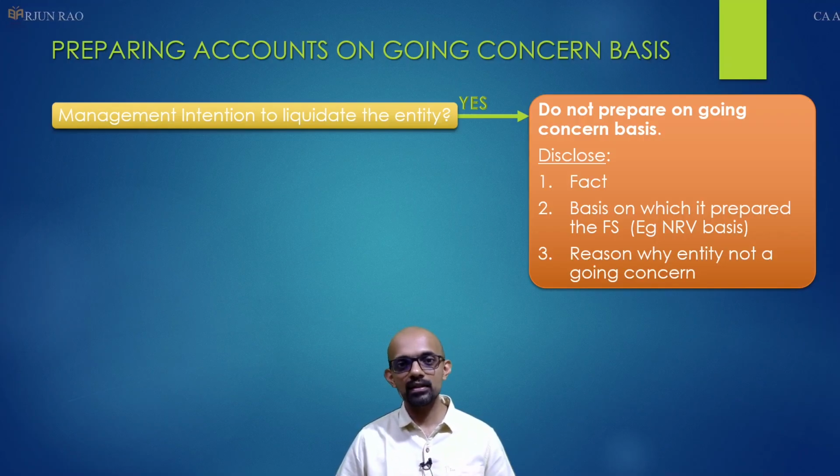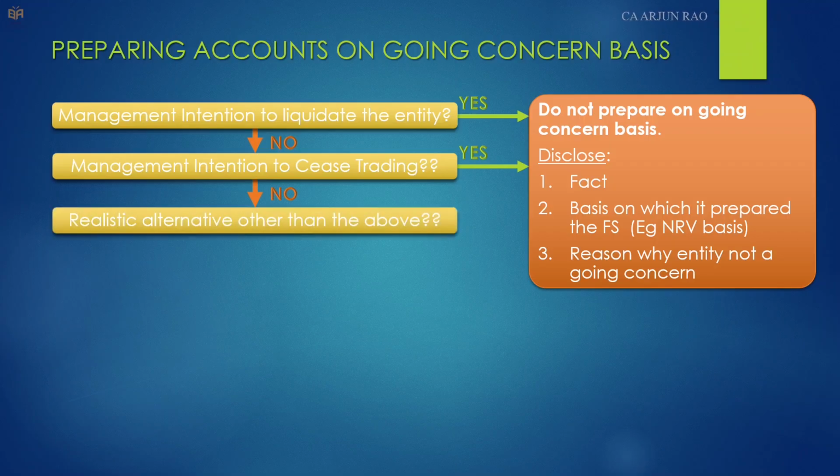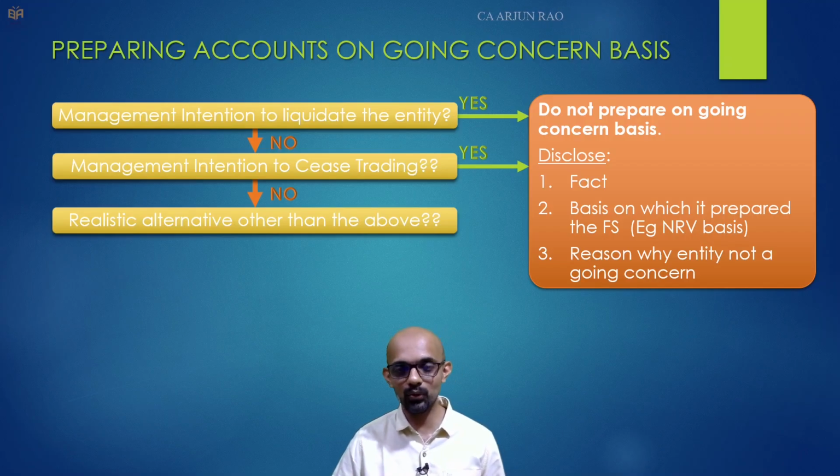If there is no intention to liquidate the entity, then we check whether there is an intention to cease trading. If there is an intention to cease trading, then the same points apply: we do not prepare on a going concern basis and we disclose. If there is no intention to liquidate and no intention to cease trading, then we check whether there is any realistic alternative. So, we may not have an intention, but we may be forced to do it, right? We may not want to stop our trading, but we may be forced to do it.